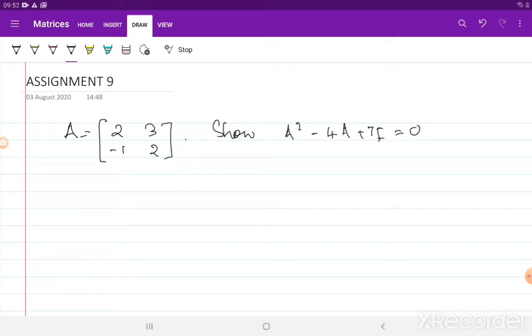So remember, you can only find the square of matrices if your matrix itself is a square matrix. What I mean is, if you have a 2 cross 2, 3 cross 3 or an n cross n matrix, only then can you find values like A square, A cube, A4 and so on. Here, A square means matrix A is multiplied by matrix A.